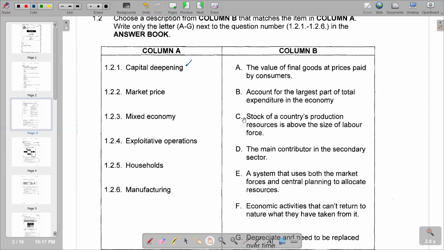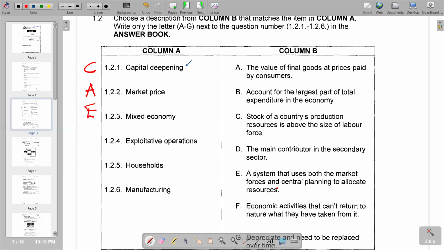We are saying C is the correct response. So we can present our C. Then market price, which one is market price by consumers. So basically, we have a combination of the central plan giving central planning to exploitative operations.